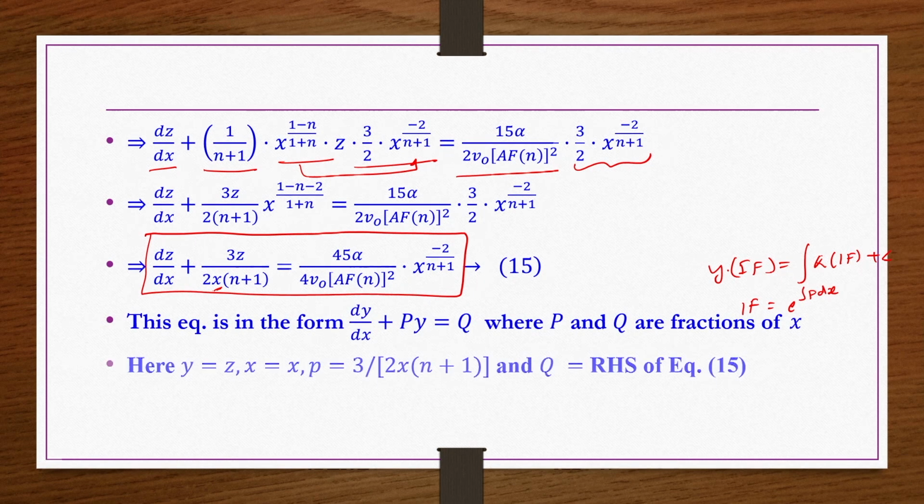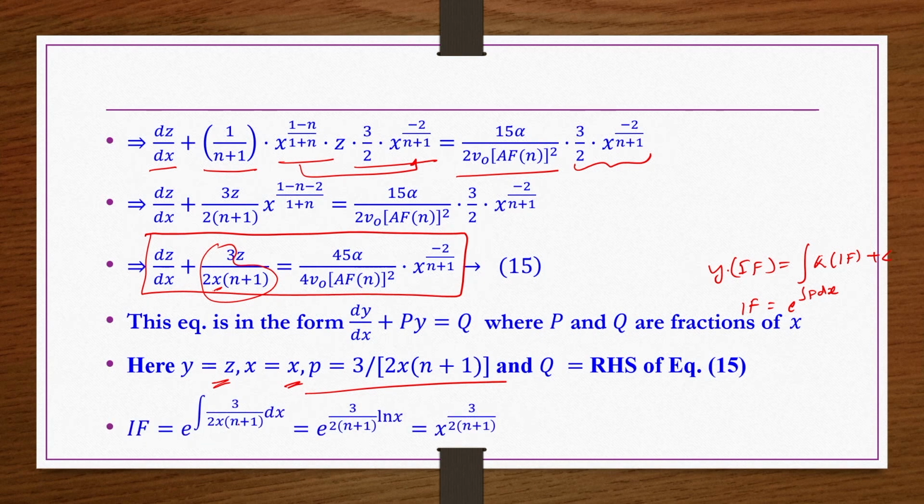So, now here we compare. y is equal to z here, x is nothing but x, and p is nothing but whatever function other than z is there. So, that is p, and the right hand side term is entirely q. So, here the integration factor is e to the power of the integral of p dx, p is this one. When you do the integration of this one, e to the power of 3 by 2 n plus 1 is as it is, dx by x, and the integral of dx by x is nothing but ln x, right.